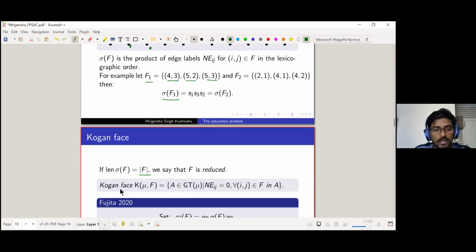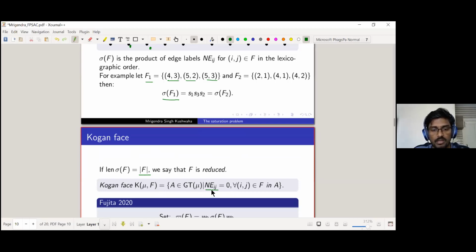So now we can define the Kogan face. For a given F, we define K(mu, F). This is the collection of all GT patterns in the GT polytope such that we force N_ij equal to 0 whenever (i,j) is in F. For a GT pattern, the only condition we need is that N_ij is bigger than or equal to 0.